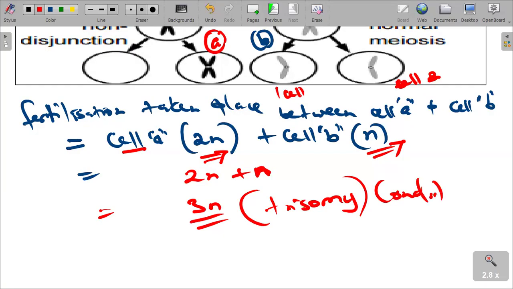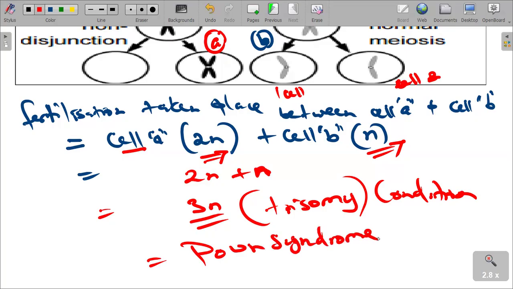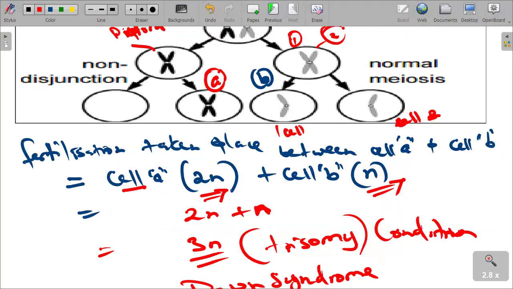3N is what you call the trisomy condition, which results in Down syndrome. We are saying Down syndrome is a result of non-separation. Which cell has experienced non-separation? Non-separation has taken place on cell A.